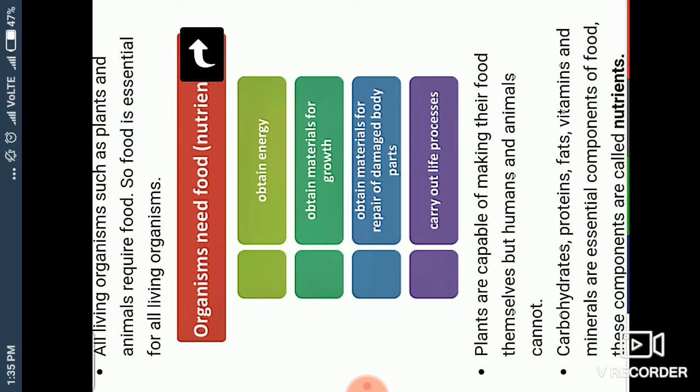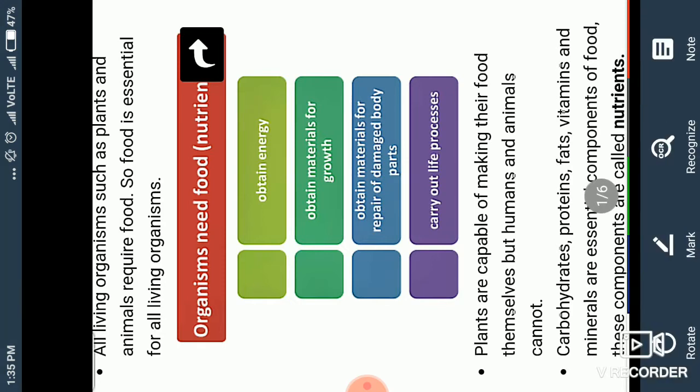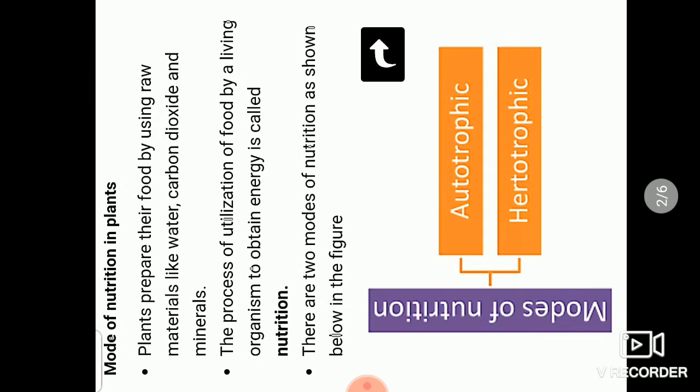So plants are capable of making food, the very special quality of plants, that they are food makers. Neither humans nor animals have the capability of making food. And you know what nutrients are? Nutrients are the parts of the food, like carbohydrates, minerals, vitamins, etc. Understand? So now you are seeing here the modes of nutrition.